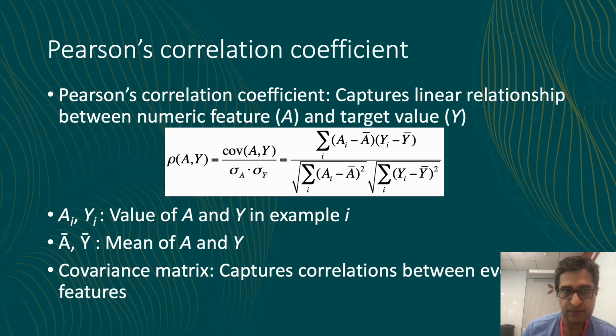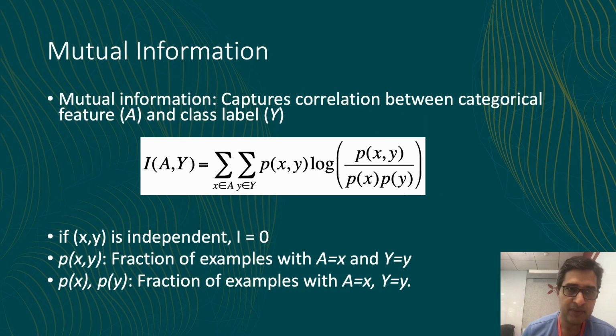individual features. On the other hand, the mutual information gives you the correlation between a categorical variable and the class label Y. So that's why these two methods are popular. If you have a lot of numerical variables, you tend to use the Pearson's correlation. If you have a lot of categorical variables, mutual information comes in handy.